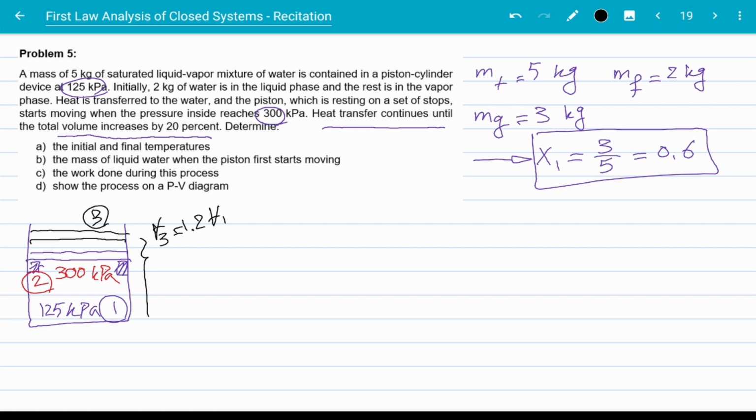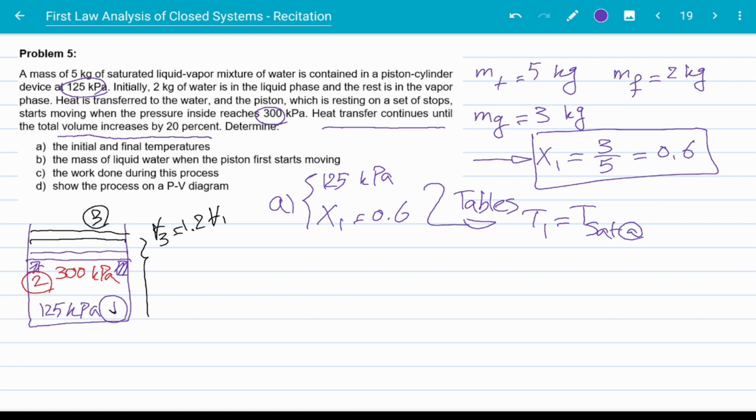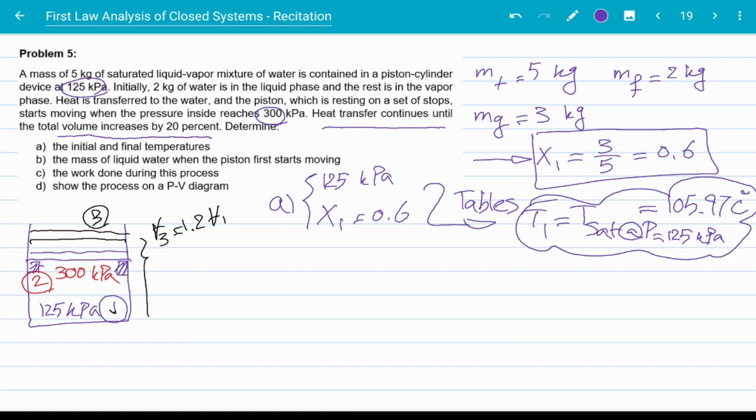We are asked to find the initial and final temperatures. So let's do it. For part A, the initial temperature, we have that the pressure is 125 kilopascals. We also know that we have a quality of 0.6. Now, having a quality means that we are in the saturated mixture zone, which means temperature is a function of the pressure. And T1 is going to be the saturation temperature at a pressure of 125 kilopascals, which if you check the tables is going to be 105.97 degrees Celsius. So we found the initial temperature, no problem.